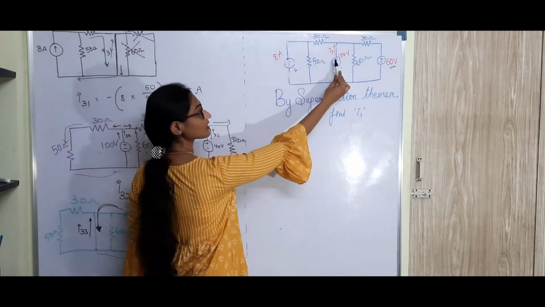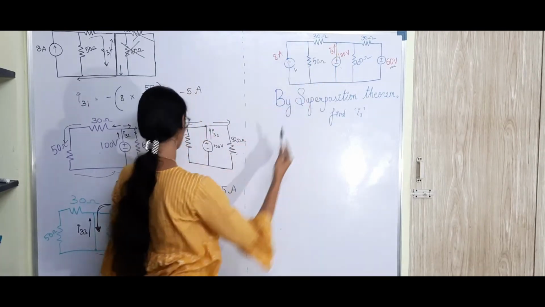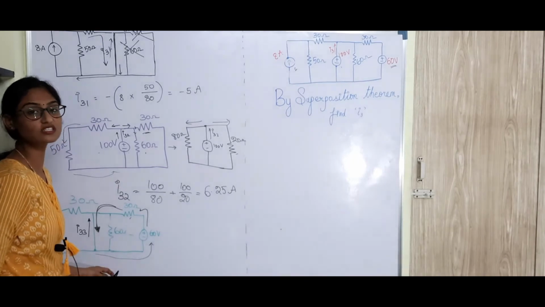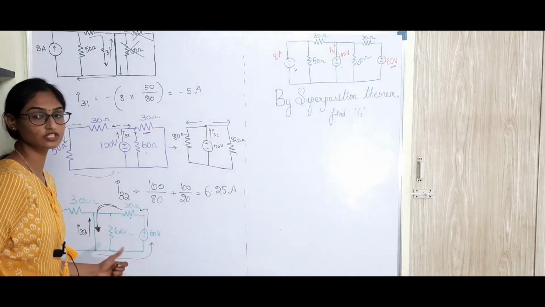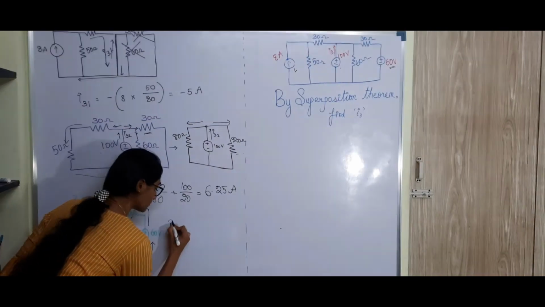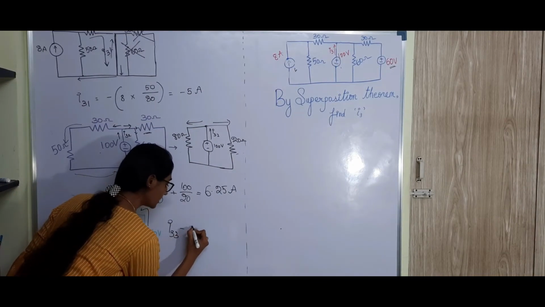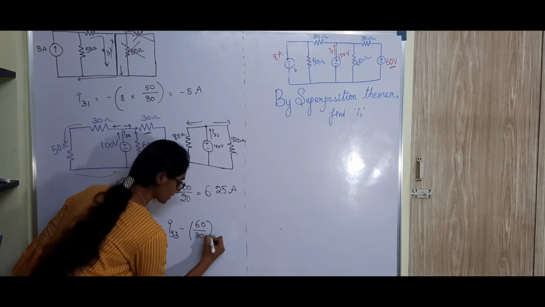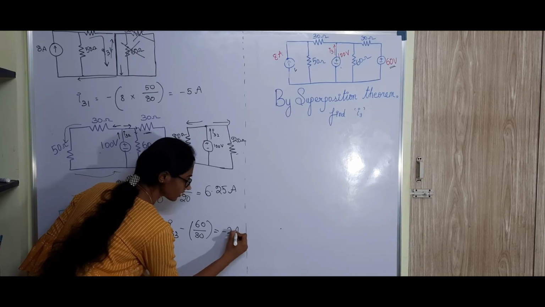According to the problem, the current direction is from bottom to top. So I33 is also from bottom to top. This is a negative current because this current is in the opposite direction of our circuit's considered current. So I33 will be minus of 60 divided by 30. So I33 is minus 2 ampere.